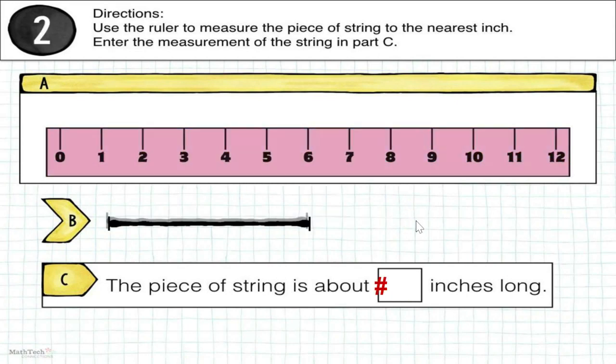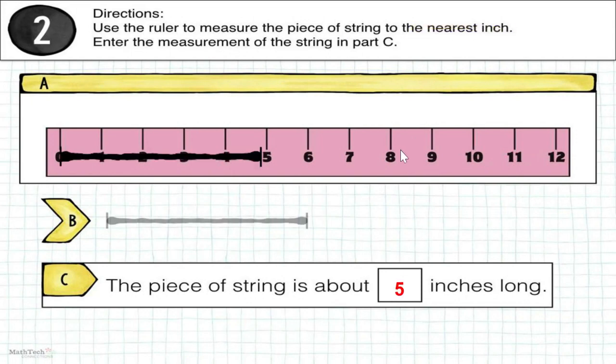Let's try it again. This piece of string, once again, to the nearest inch. So I'm going to move that piece of string up, starts at the 0. Here's the 4. This would be right about there, would be 4.5, and it's on this side, so it's going to go up to the 5-inch mark. To the nearest inch would be 5 inches.